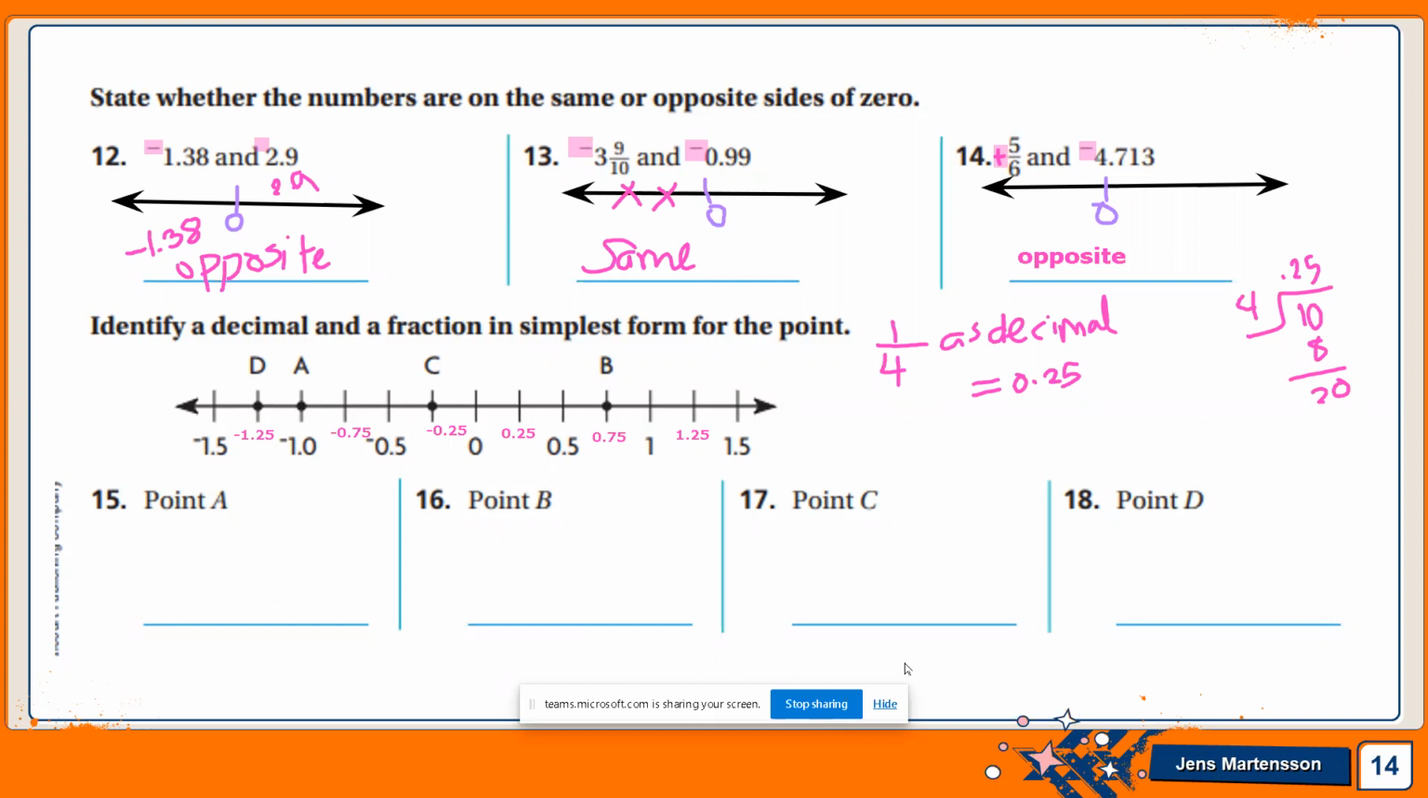Yalla, now number 16. Point B. Where's point B? It's point what? Let's ask. 0.75. Just a minute. I will ask Sana. Where's Sana?